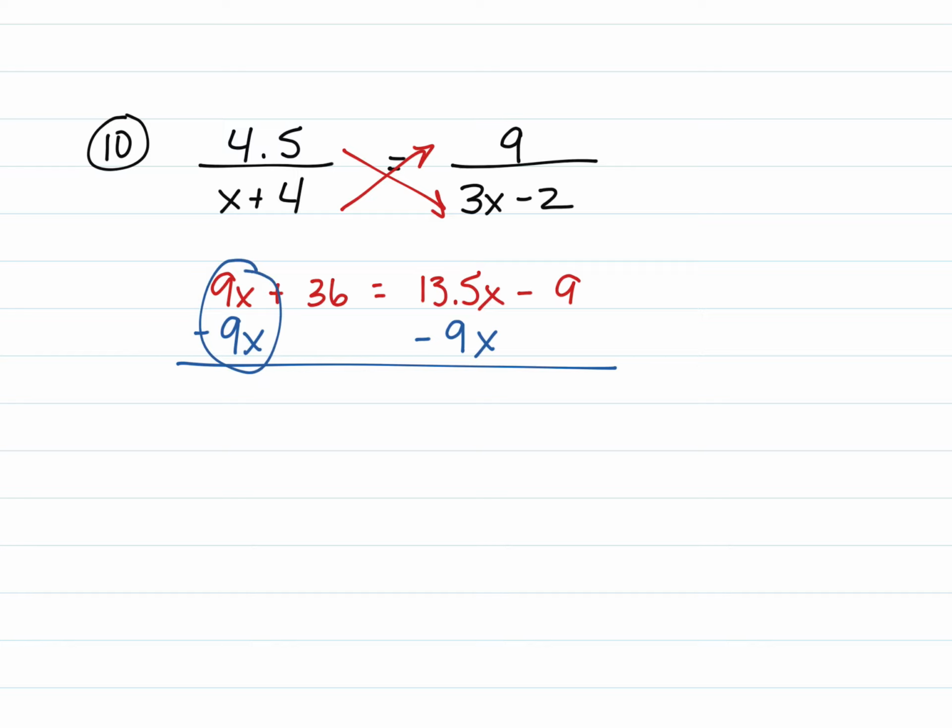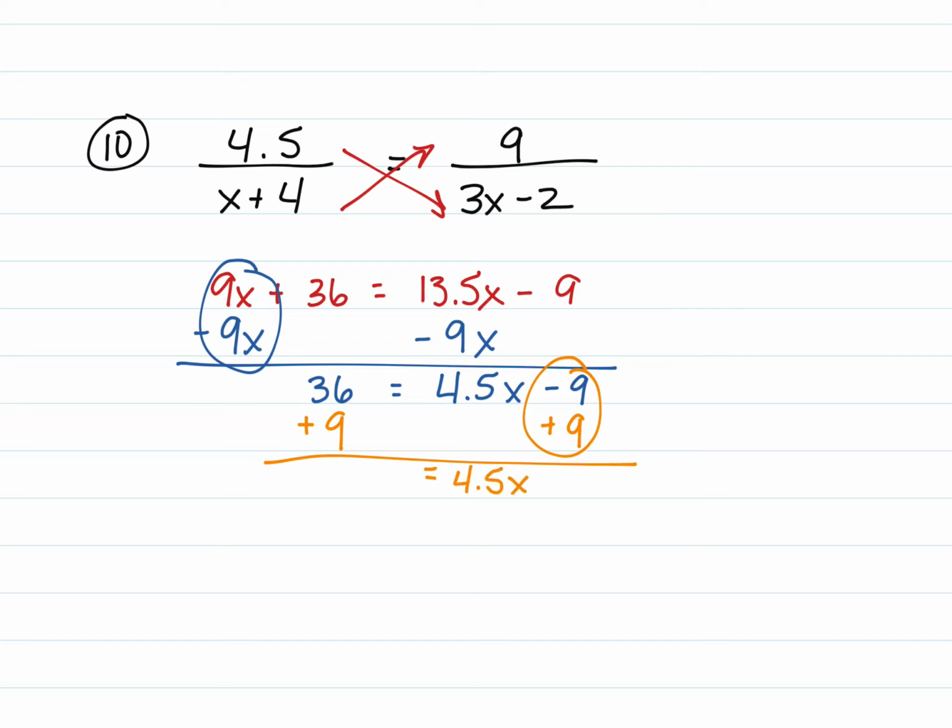These make 0, so I'm left with 36. 13.5 minus 9 is 4.5, but we have the x, and then we have to subtract the 9. Now all of my variables are on the right side, so I want to move my number piece over to the left. By doing that, I have to flip the sign and move it to the other side. These add to 0, so I'm left with 4.5x equals 45. Now I will divide by 4.5 on both sides, and x equals 10.